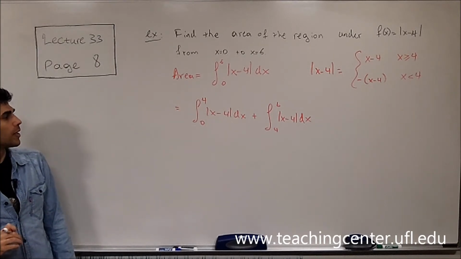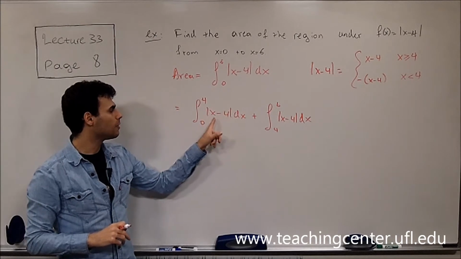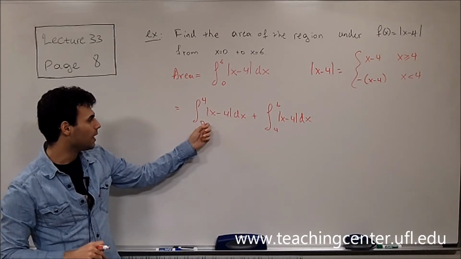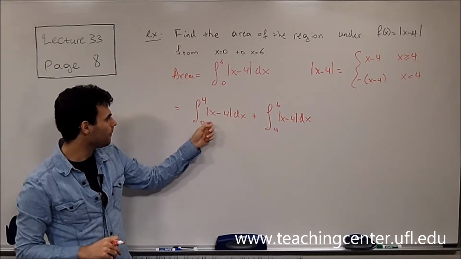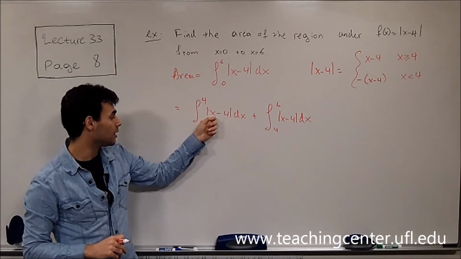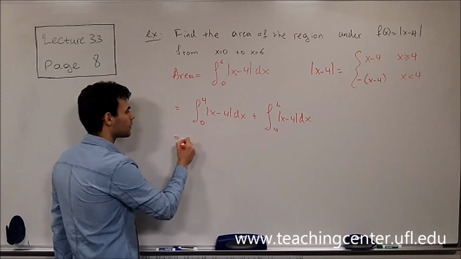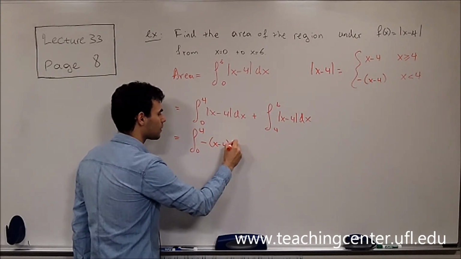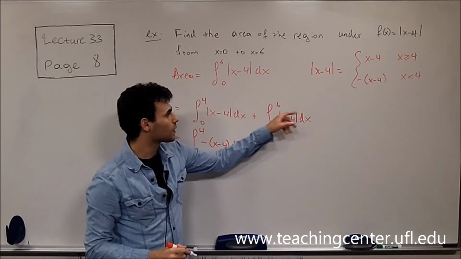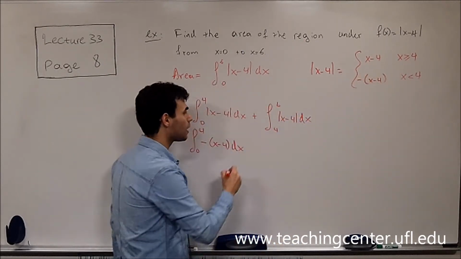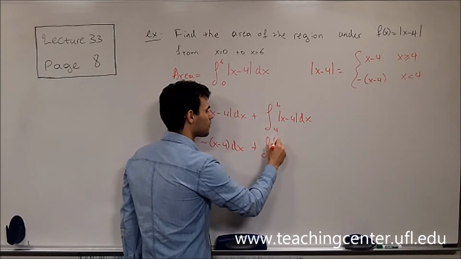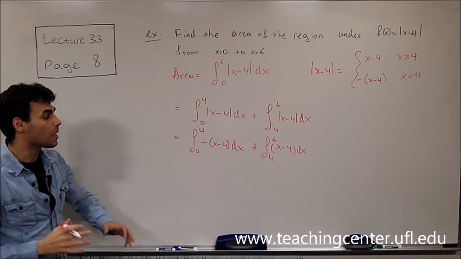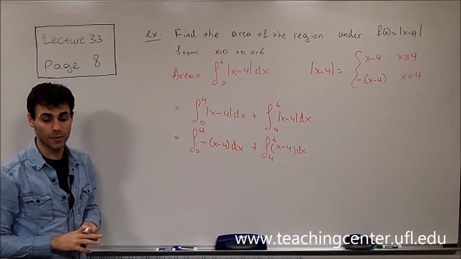And what that enables us to do is replace the absolute value of x minus 4 with minus x minus 4, because in this interval the function itself is negative, so the quantity itself is negative. So the function becomes, from 0 to 4, minus parentheses x minus 4 dx. And in the interval 4 to 6, look up there, your absolute value becomes just x minus 4. Okay, so we got rid of the absolute value, and it's very easy to calculate those things.